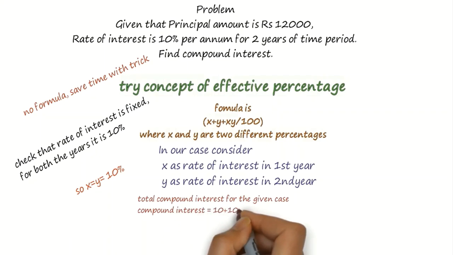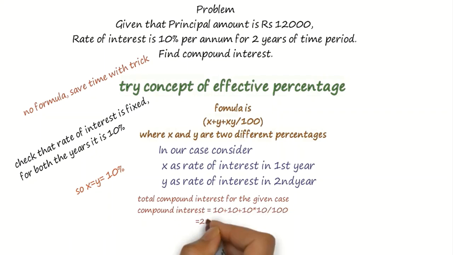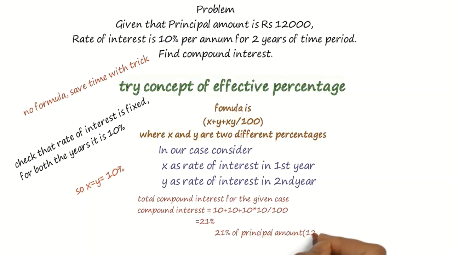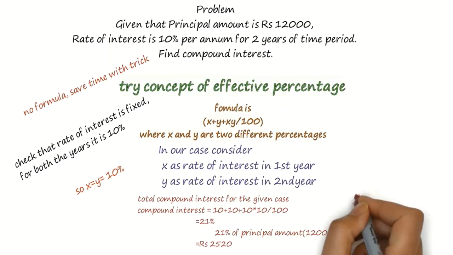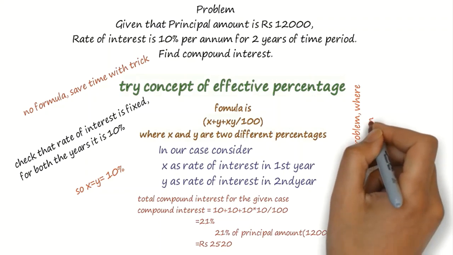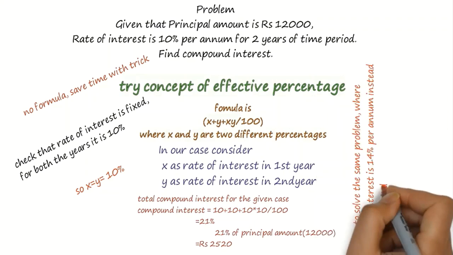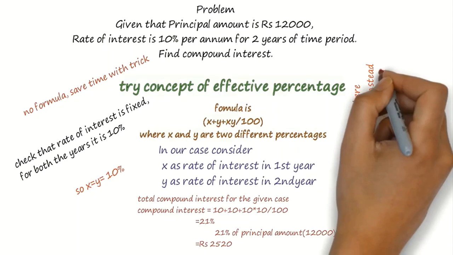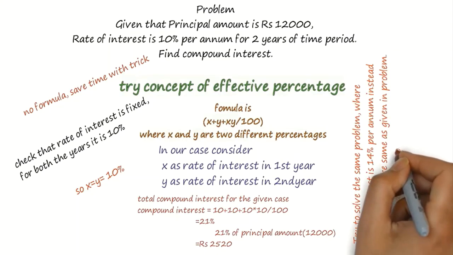So the compound interest is 10 plus 10, that is x plus y, plus 10 into 10 by 100, which is equal to 21%. And this 21% is the compound interest on the principal amount. So the compound interest is 21% of 12,000, which is rupees 2520.